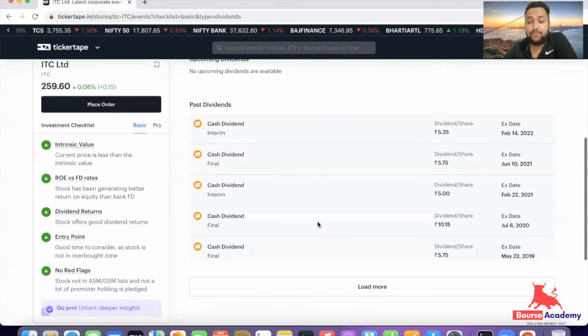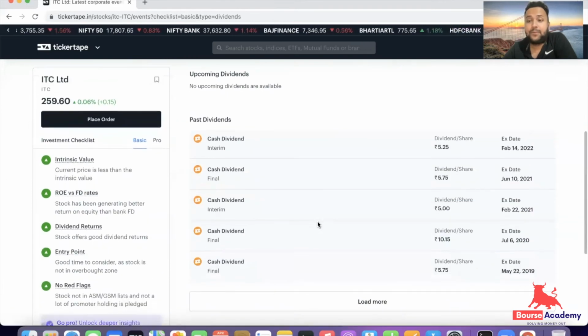If we talk about dividends, the company has been paying dividends from time to time. In February it had already given a dividend of around 5 rupees 25 paise. Then it gave a final dividend of 5 rupees 25 paise, and 5 rupees 75 paise was the final dividend declared by ITC.